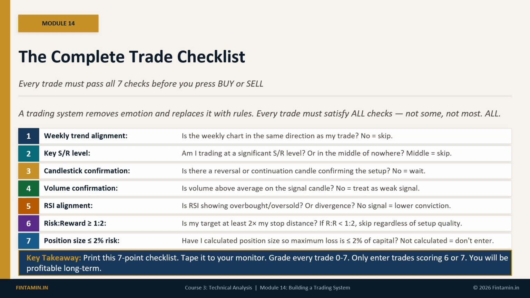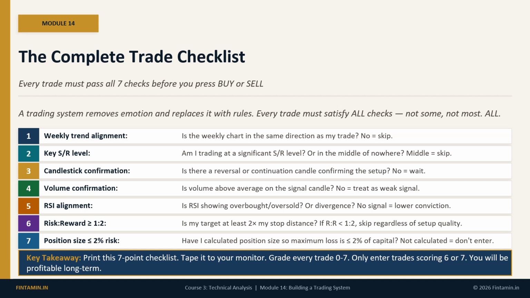Question number 6. Is the risk to reward ratio at least 1 to 2? If my target is not at least twice my stop loss distance, skip regardless of how good the setup looks. Question number 7. Have I pre-calculated my position size so that my maximum loss is no more than 2% of my total trading capital? If not calculated, do not enter.